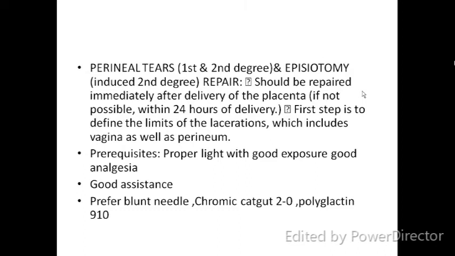What are the prerequisites before repairing the perineal tear? There should be chromic or vicryl 2-0 or 1-0. Blunt needle is usually used for suturing, because if you use a sharp needle it causes injury and causes more bleeding, so that's why it is written blunt needles.